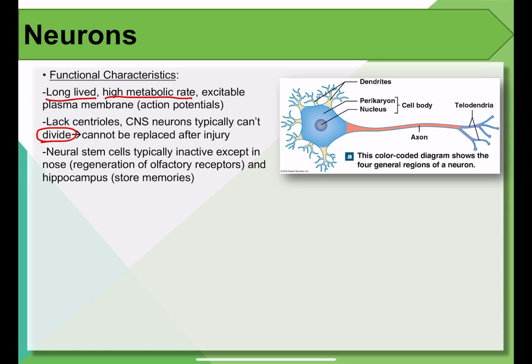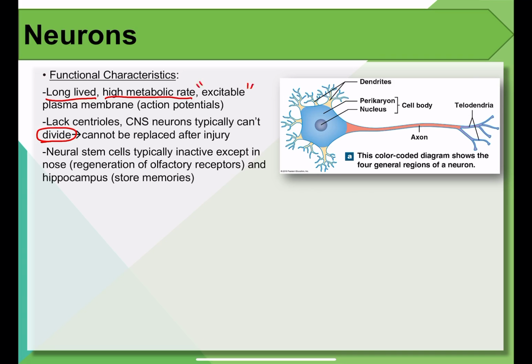And their plasma membrane has something special. They're called excitable, meaning that we can change their membrane potential and activate an action potential for propagation of an electrical signal coming through. We'll talk about that in detail when we get to that part in the lecture.